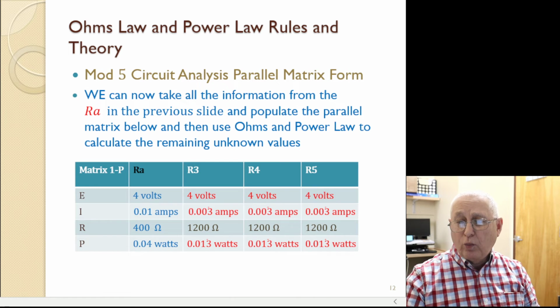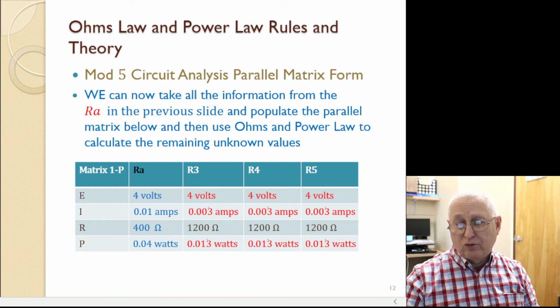Previously, all we had was these 3 resistors in parallel and the 400 ohms. Now we can start populating this table. 4 volts, 0.01 amps, 400 ohms, 0.04 watts. We took all this information from the previous slide in matrix 2-S, and we put it in here. Now we can start calculating.